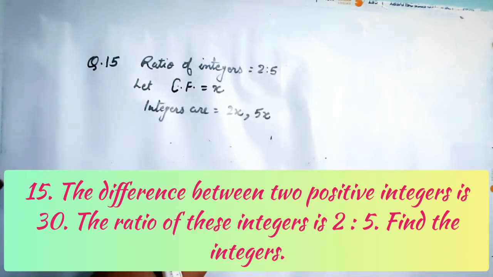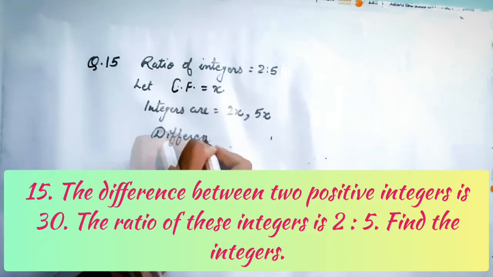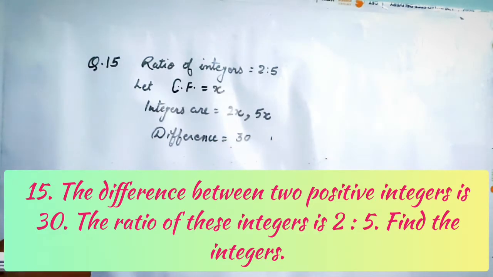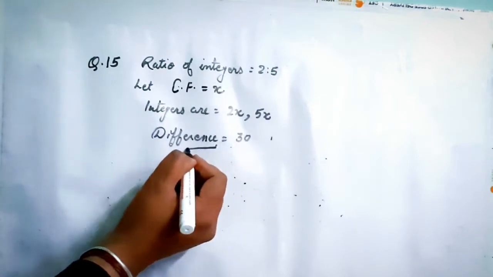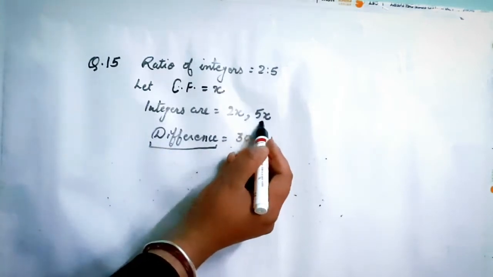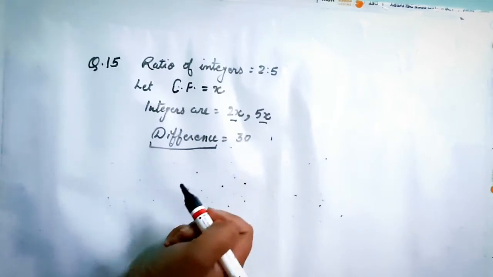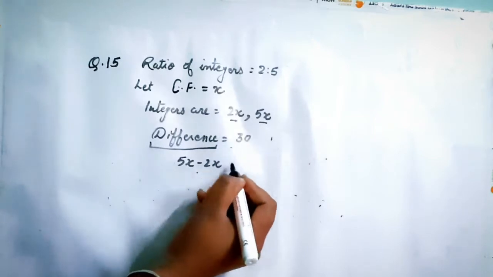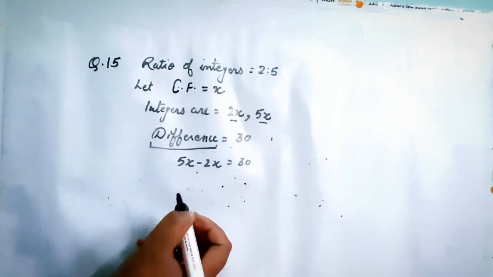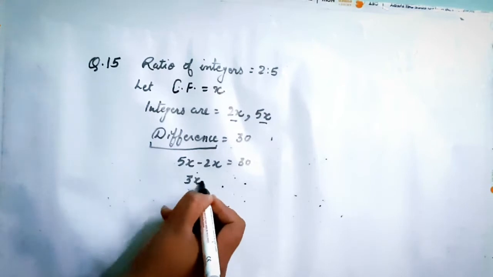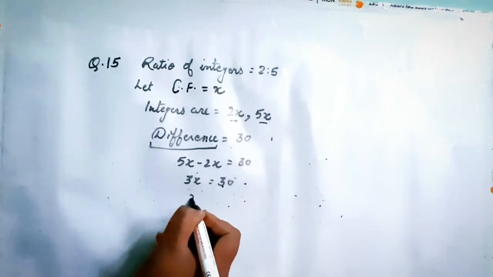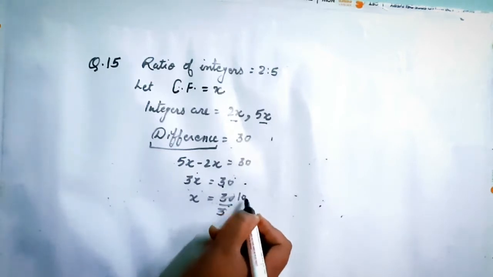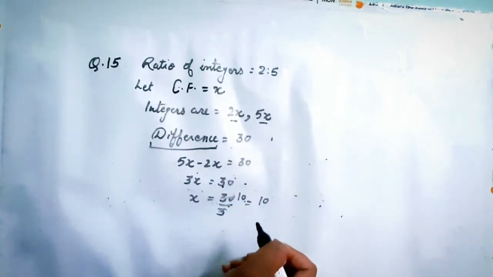And what is given? Their difference is 30. Now what does it mean? The difference is positive, so larger minus smaller equals 30. That means 5x minus 2x equals 30. 5 minus 2, 3x equals 30, and x will be equal to 30 upon 3, that is 3 tens are 30, which equals 10.